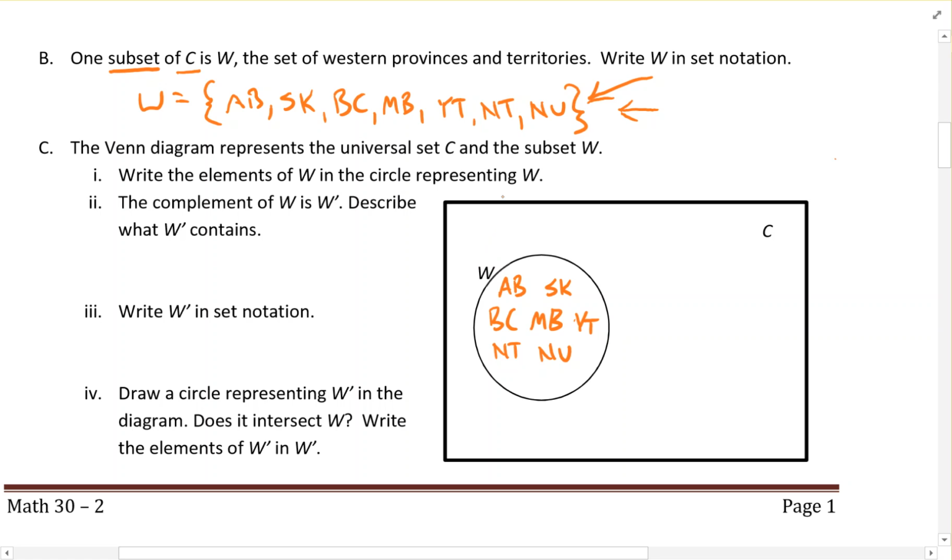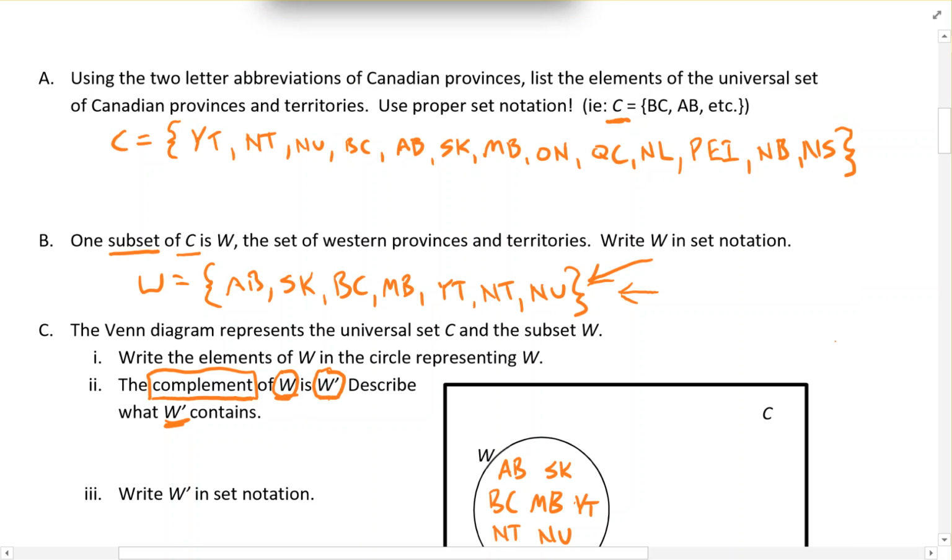Okay, the second part here says the complement. Now, complement's another keyword that we need to know. The complement are all the elements of a universal set that do not belong to a subset of it. So what we mean by that is everything that's not W. It says the complement of W is W prime, that little symbol, we call that prime in math and physics a lot. So W prime, we're just saying that's the complement of W, and all that means is that's everything that W is not. So W prime, or the complement of W, contains everything that's not W, everything else that's in that universal set that's not our Western territories. So that's going to be really everything else.